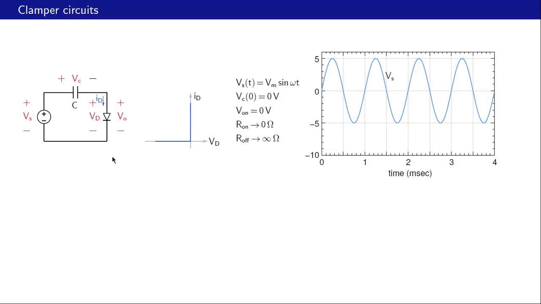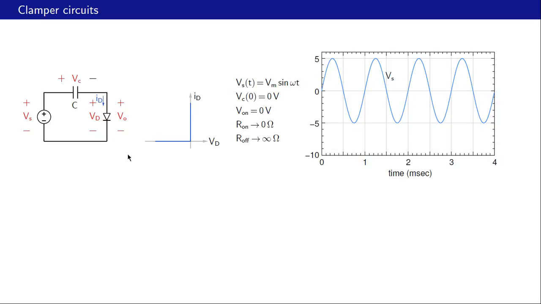Let us look at another clamper circuit. It's quite similar to the previous one, except now the polarity of the diode is reversed and everything else is the same. First we will consider the ideal diode model with V on equal to 0 volts. Vs of t is still the same, Vm sin omega t, and Vm is 5 volts. So Vs is varying between 5 and minus 5 volts. And note that the polarity of Vc is now plus here and minus here.